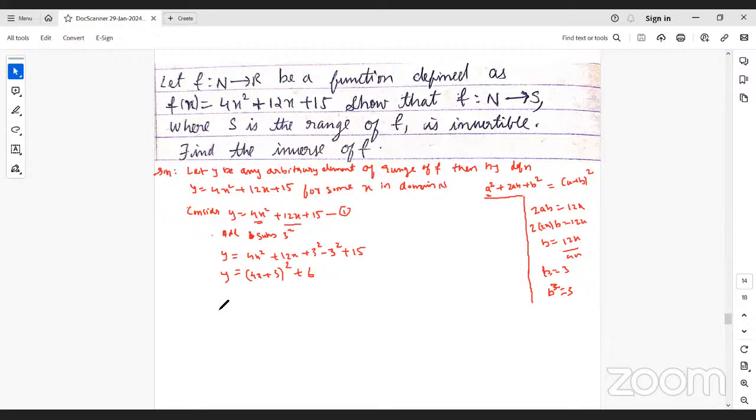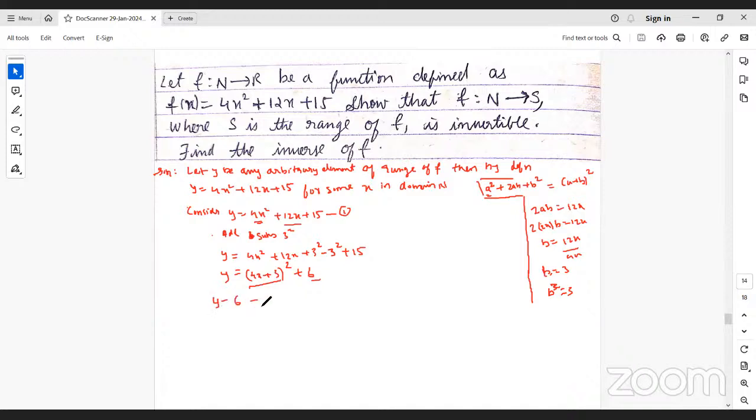So if you did not understand, this is the rough work, you pay attention to this rough work, so you will understand how we are getting it. So we have converted y into a perfect square plus some number. We have converted it in the form of a perfect square plus some additional constant. Okay, so now to get the value of x, we need to simplify this.